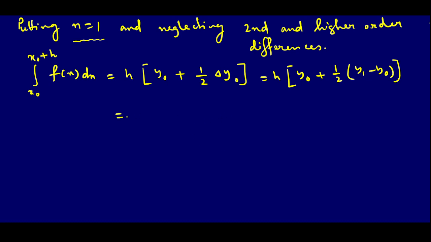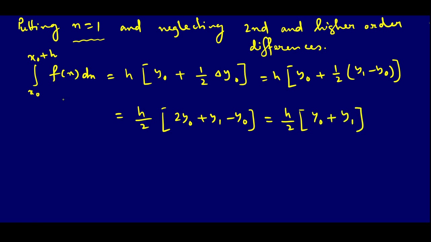Now if you simplify it, just before that we can take half common. Then the first term will become 2y0, then y1 minus y0. So after simplification we will get h by 2 into y0 plus y1. Now see, the first limit is x0, and the second is x0 plus h, which is our x1. That is why here we are getting y0 and y1.